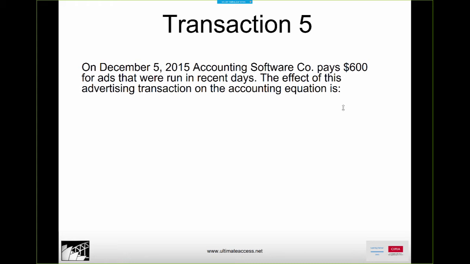So how will you show this? Let us see. They pay 600 for ads that were run in recent days. The effect of this advertising transaction on the accounting equation is what? Expenses debit, cash credit. Anybody else? Any other views?